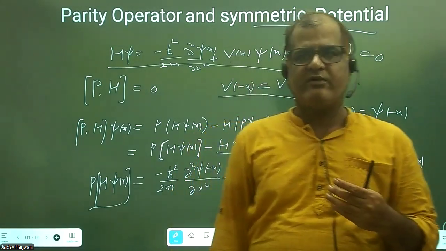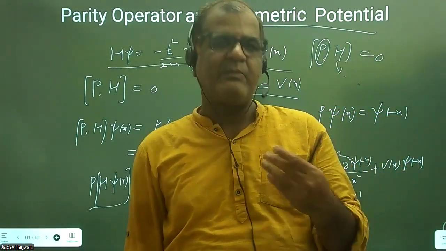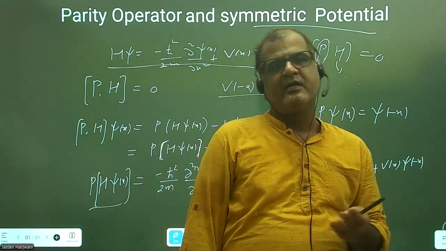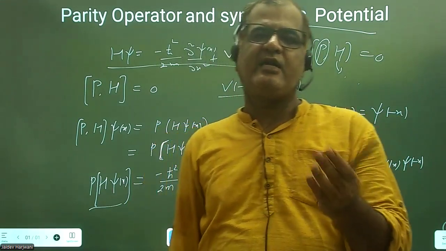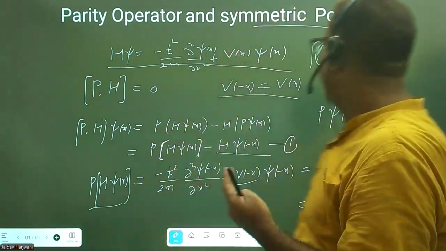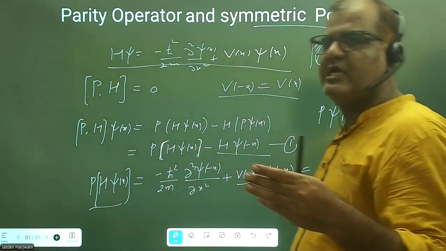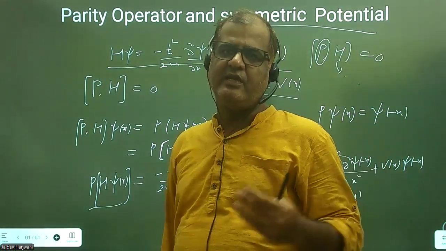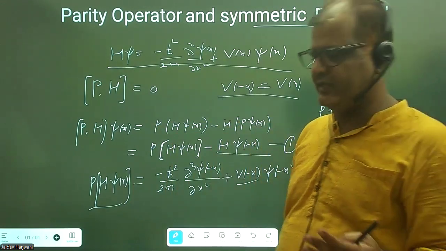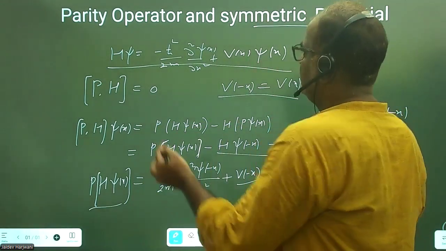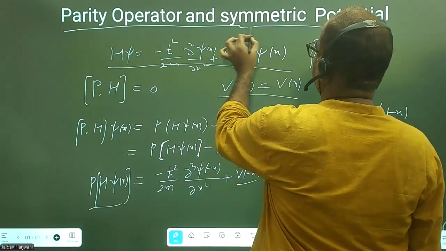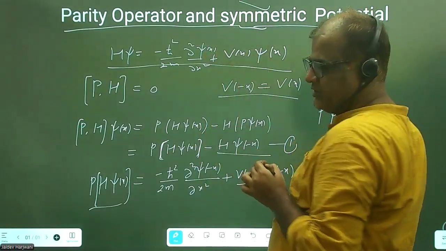Similarly, when we solve the harmonic oscillator, we also see the eigenstates of the Hamiltonian are either even functions or odd functions, like e to the power minus alpha x squared, and x e to the power minus alpha x squared. They have fixed parity. So that is the use of the parity operator in explaining the eigenstates of a symmetric potential.